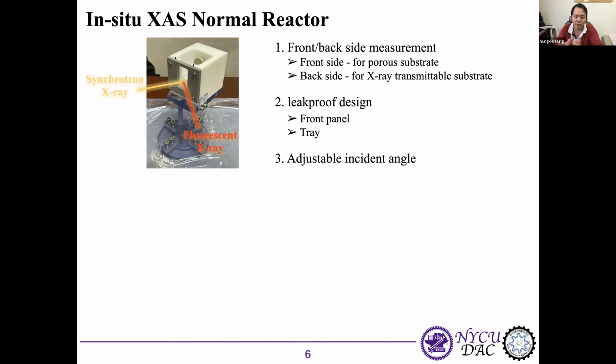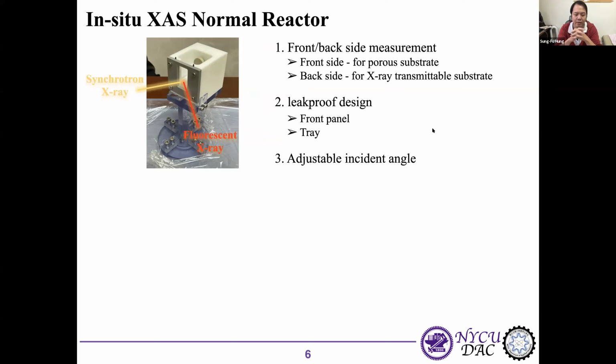Yeah. And the third one, we also have the double incident angle. So we can change the incident angle for the measurement. We can change the angle to a small one and we can detect more of the surface, and when we increase the incident angle here, we probe deeper. Okay.